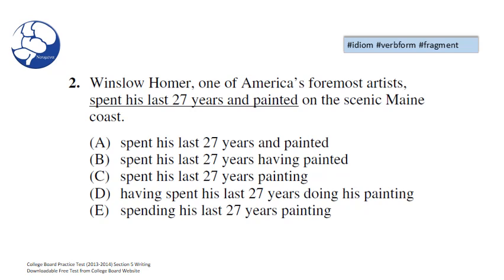So here we go. Winslow Homer, one of America's foremost artists, spent his last 27 years and painted on the scenic Maine coast. I see an error in A, I eliminated A. I see another error in B, B is gone. I skipped C, C looked okay to me. D, I see an error, D is gone. And another error in E. Our answer should be C. Quick and easy, right?